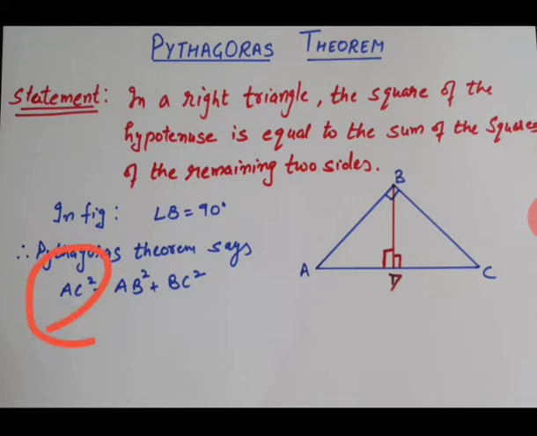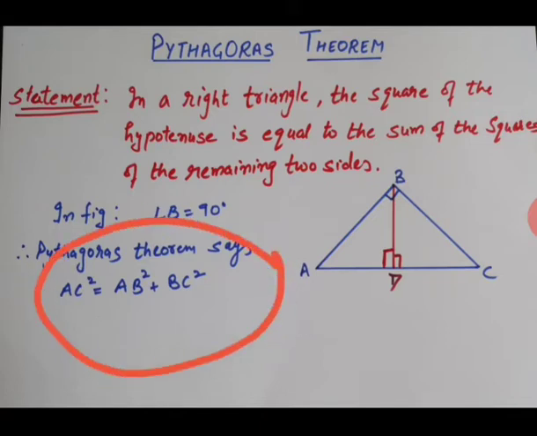So AC becomes our hypotenuse, and we have to prove that the square of the hypotenuse, that is AC square, is equal to the sum of the squares of the other two sides, that is AB square plus BC square, right? So this is our target, to prove that AC square is equal to AB square plus BC square. So we're going to prove this.